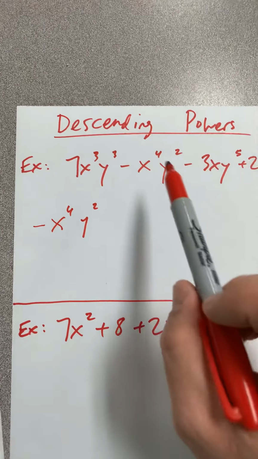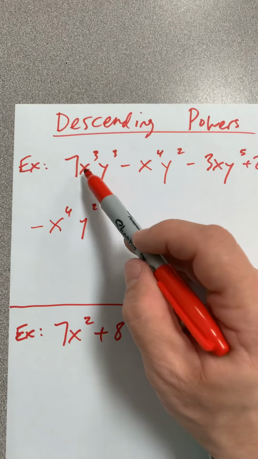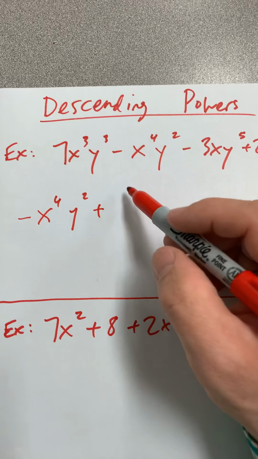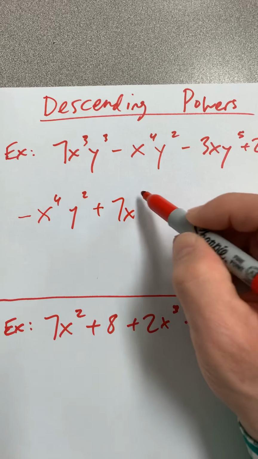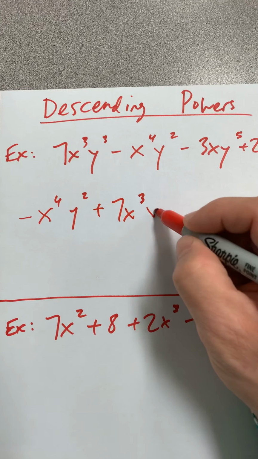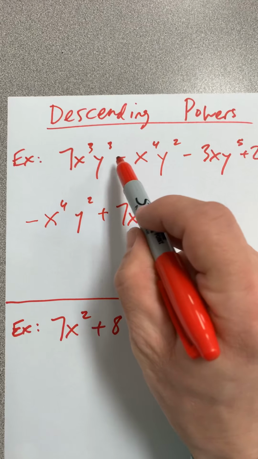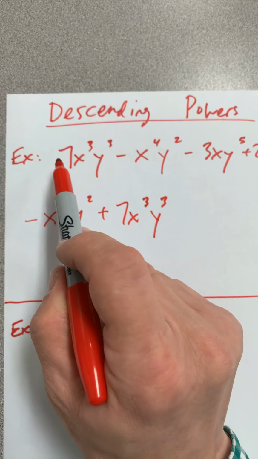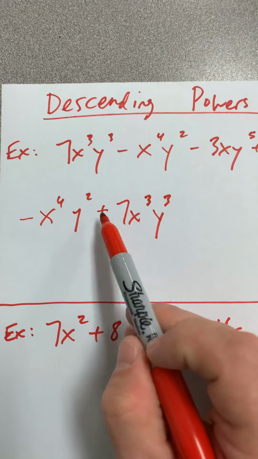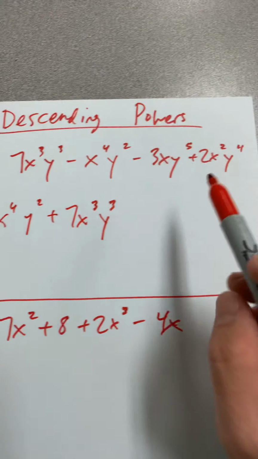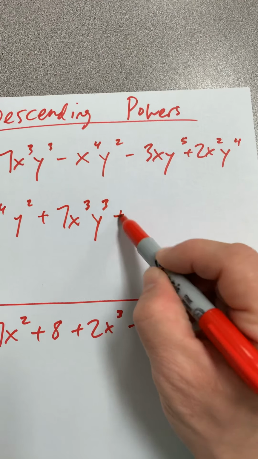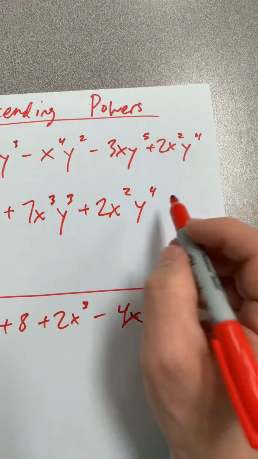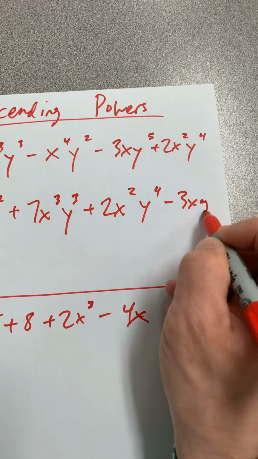Then the next term is going to be the term that has the next highest power of x, which is this term right here, because it has an x cubed, or an x to the third power. So it's plus 7x cubed y cubed. And notice that I'm keeping this sign with that term. There wasn't a positive sign, but since I'm writing it as the second term here, I need to add a positive here because it was positive right here. Then this is going to be plus 2x squared y to the fourth. And then lastly, minus 3x y to the fifth.